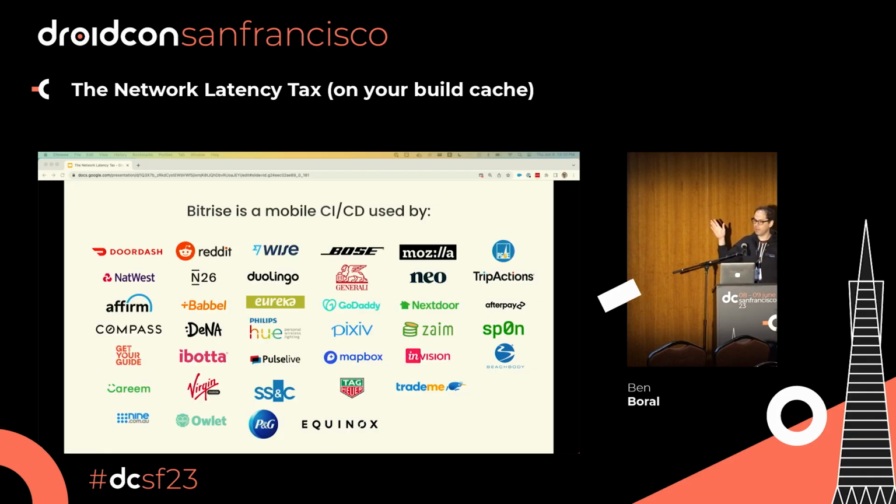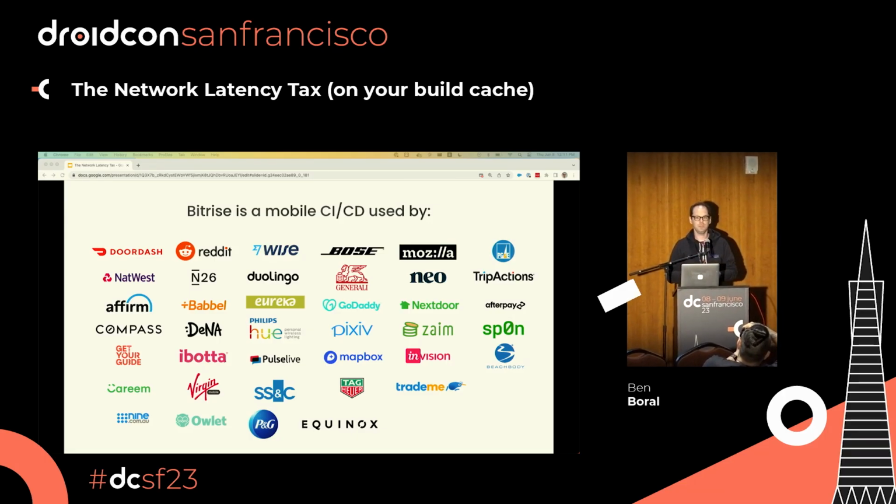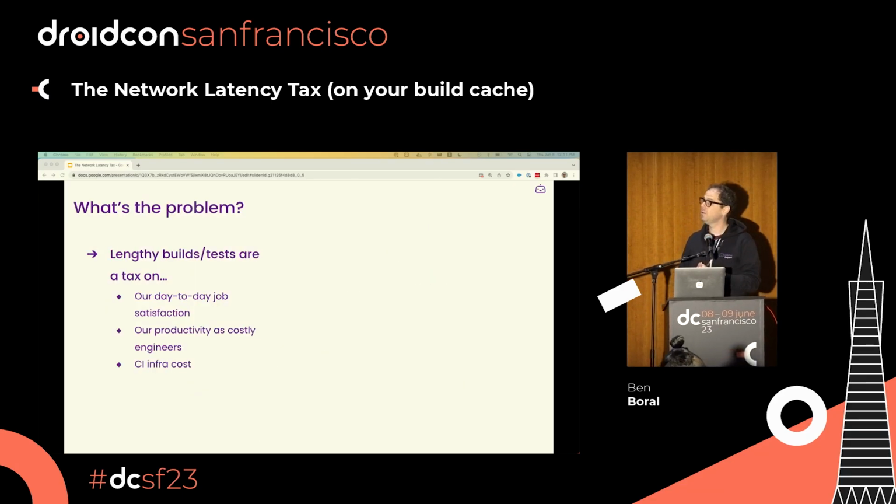So I work at Bitrise. Bitrise is a continuous integration, continuous delivery platform. It's specifically for mobile. And so we got a bunch of great customers, including the ones you see on this slide. And today we're going to talk about Bitrise Build Cache. That's a part of Bitrise related to speeding up your builds, because nobody likes waiting for PR builds.